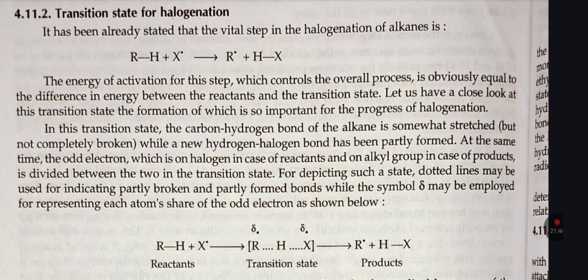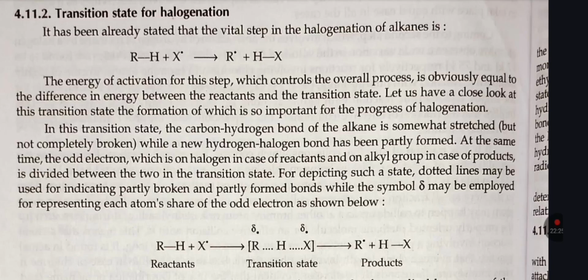Let us have a look at this transition state, the formation of which is so important for the progress of halogenation. In this transition state, the carbon-hydrogen bond of the alkane is somewhat stretched but not completely broken, while a new hydrogen-halogen bond has been partially formed. At the same time, the odd electron, which is on the halogen in the case of the reactant and on the alkyl group in the case of the product, is divided between the two in the transition state.